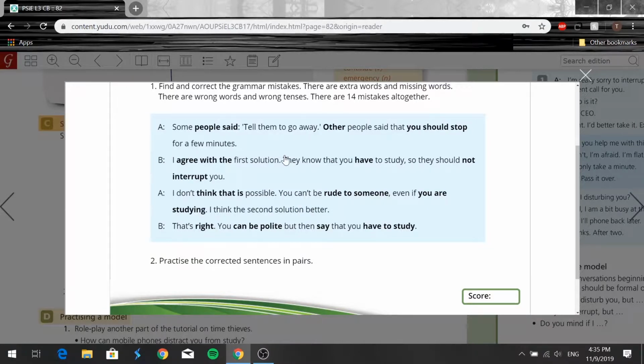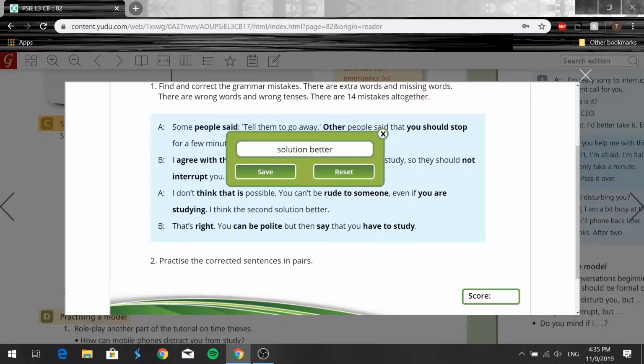So some people said tell them to go away. Other people said that you should stop for a few minutes. I agree with the first solution. They know that you have to study, so they should not interrupt you. I don't think that is possible. You can't be rude to someone even if you are studying. I think the second solution, I think we'll add an "is" here, right?